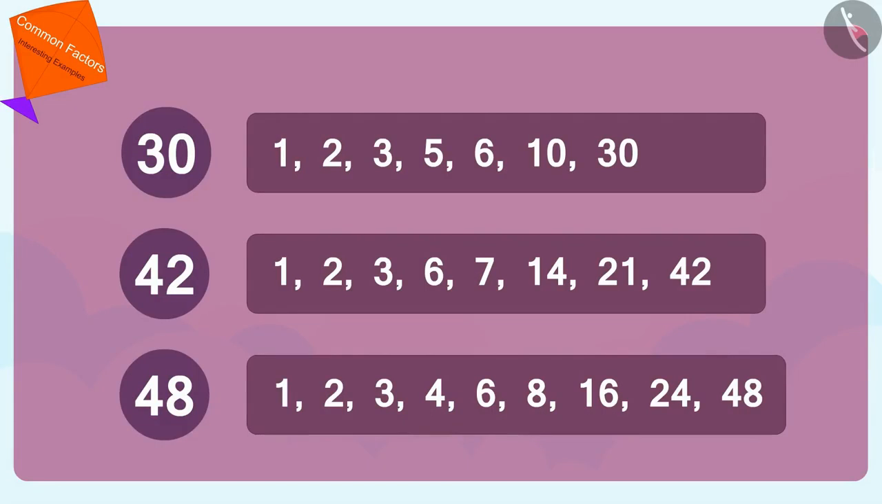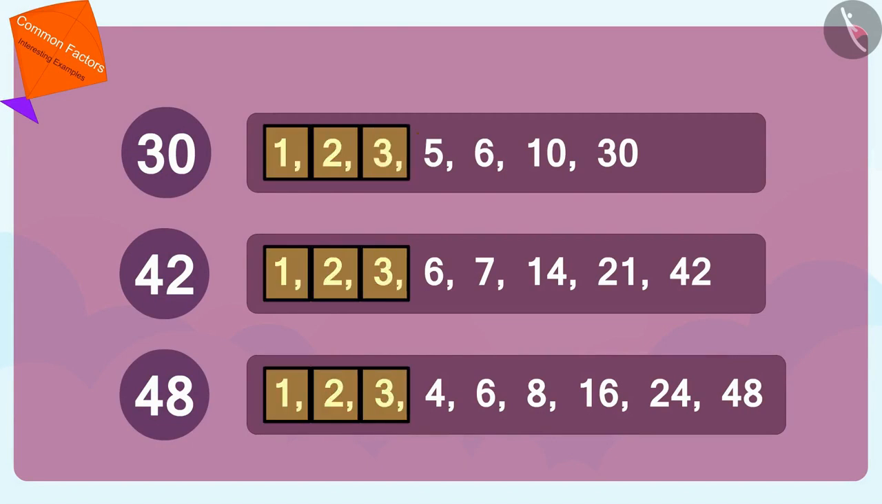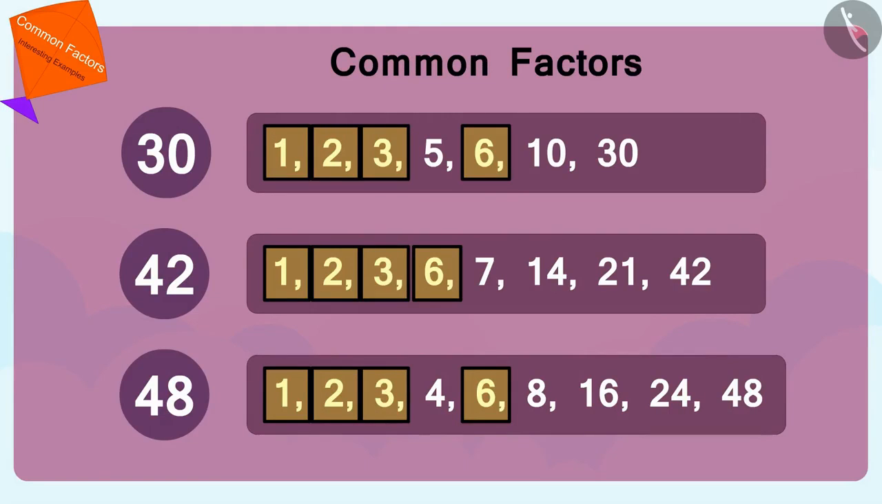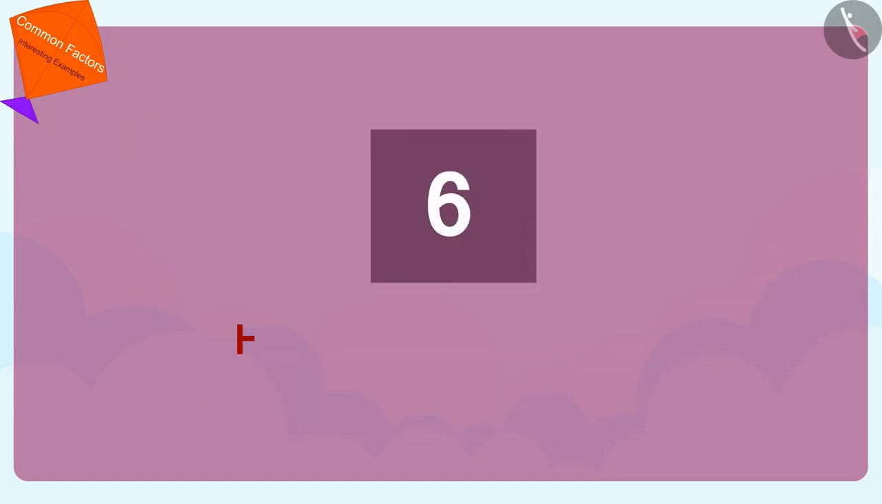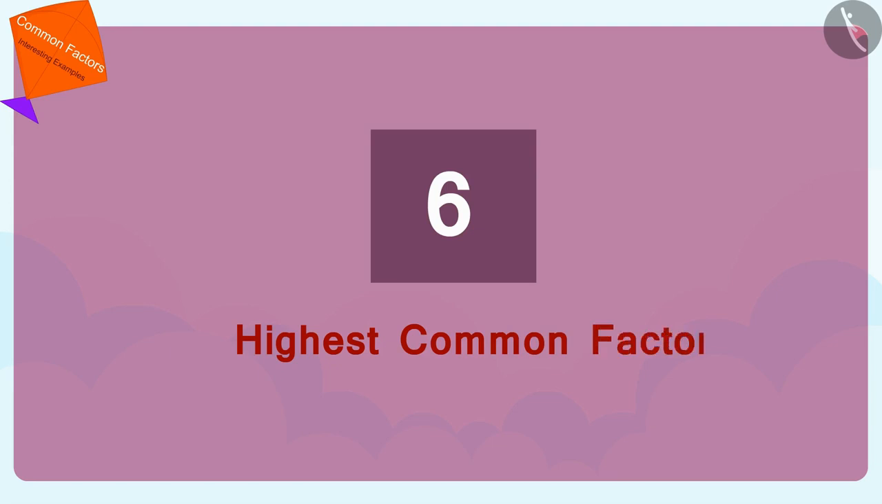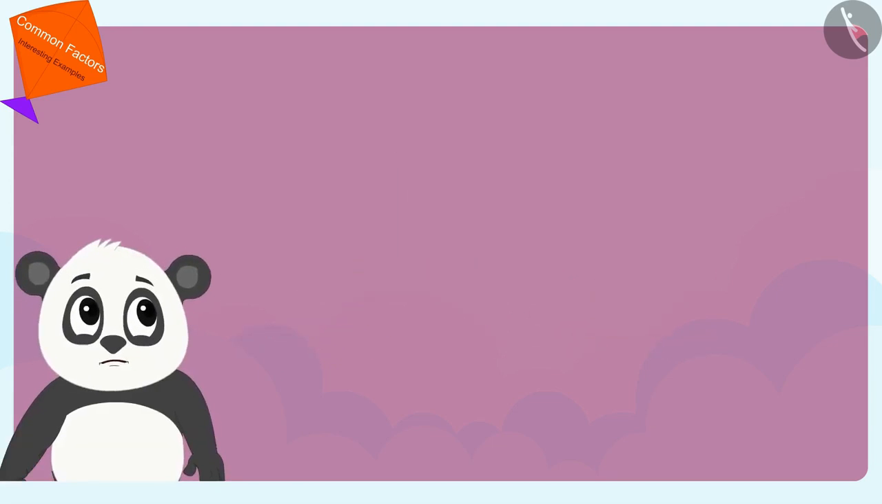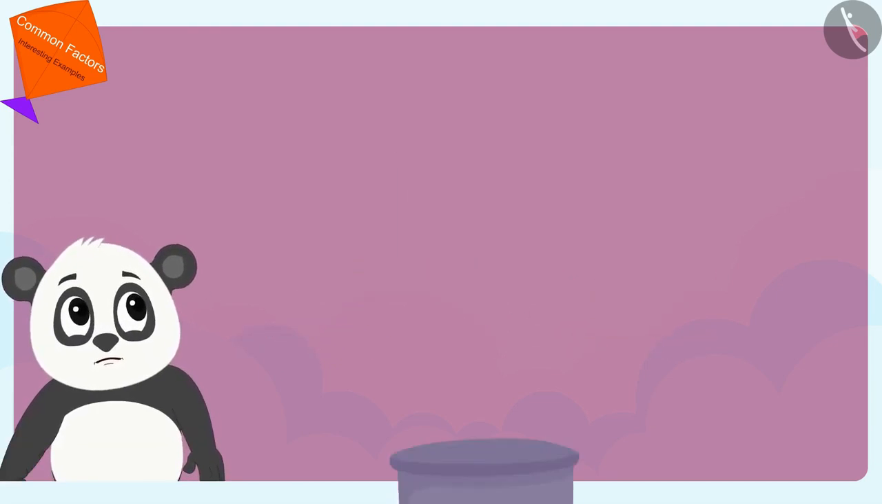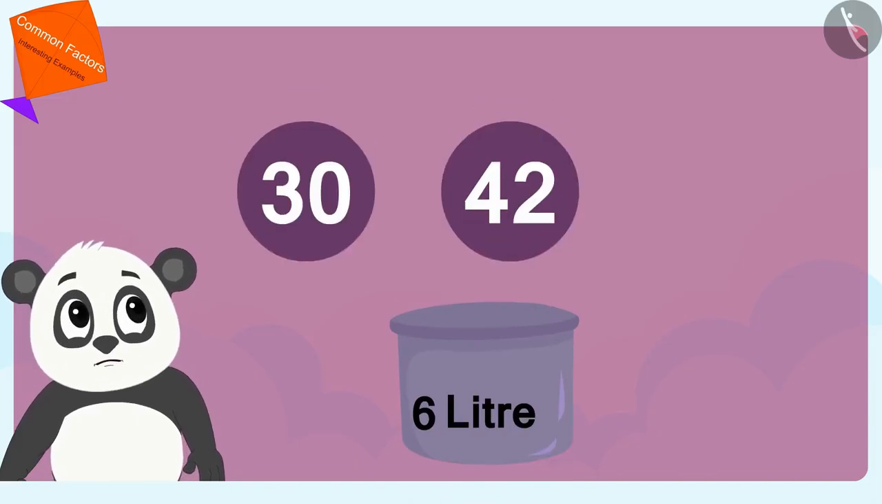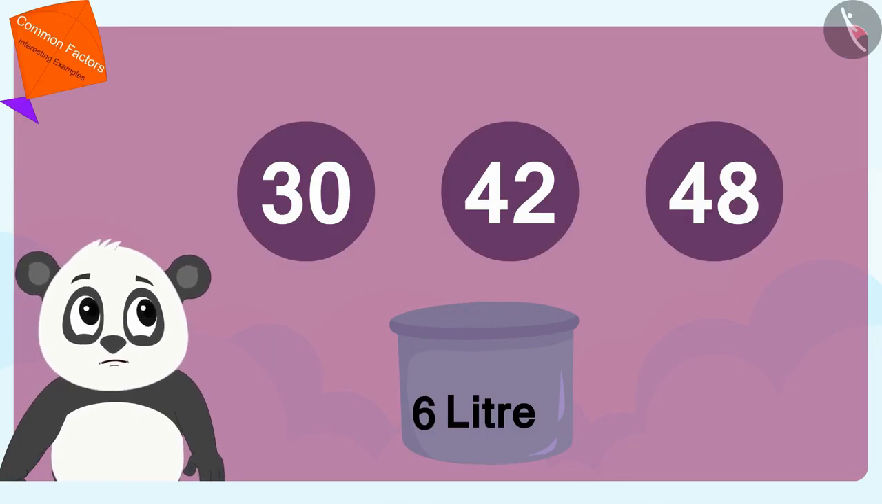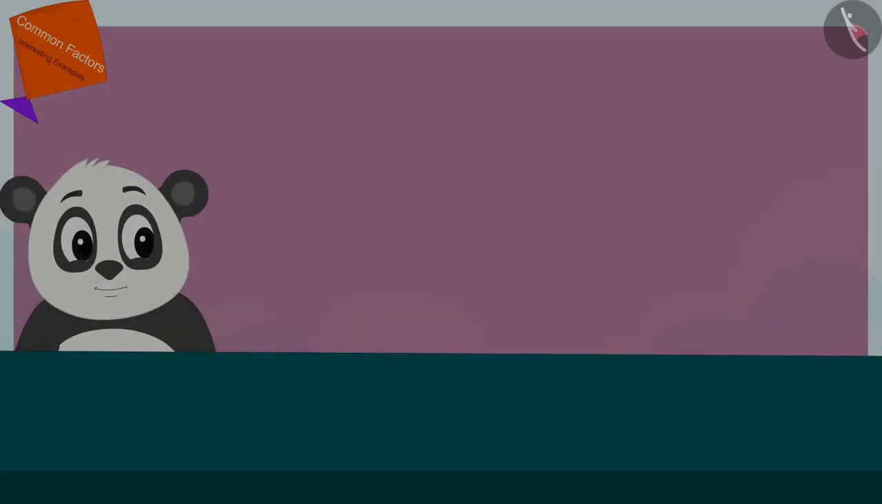These numbers 1, 2, 3 and 6 are the common factors of 30, 42 and 48. Out of them, 6 is the highest number or the highest common factor. Therefore, Golu would use only a 6-liter pot to measure 30, 42 and 48 liters of milk.